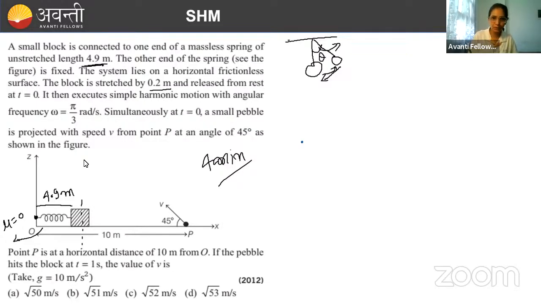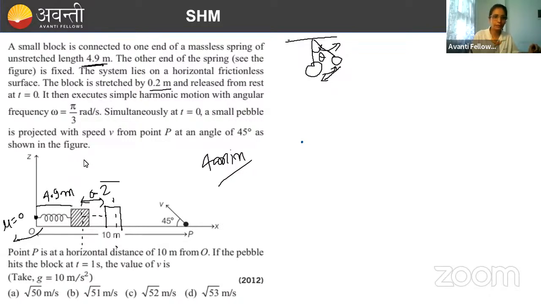It means this was the equilibrium position, right? Now what is happening? From the equilibrium position, I took the block to a distance of how much? 0.2 meter. Okay? I took it there, and after taking it here, I released it. So if I release it, what will happen?